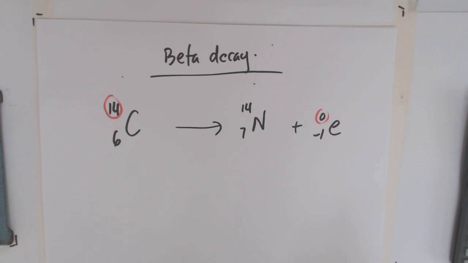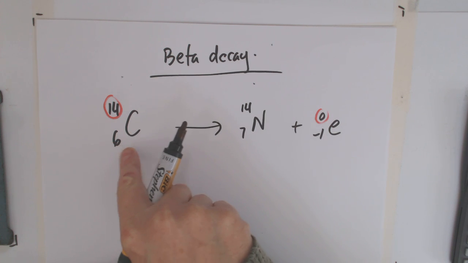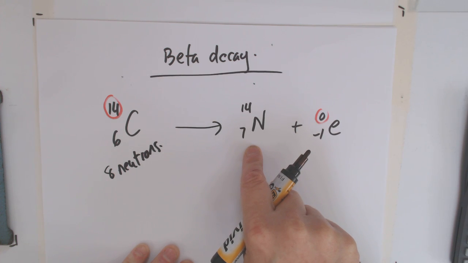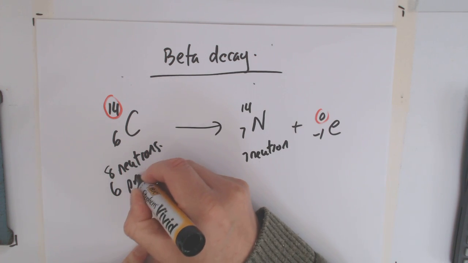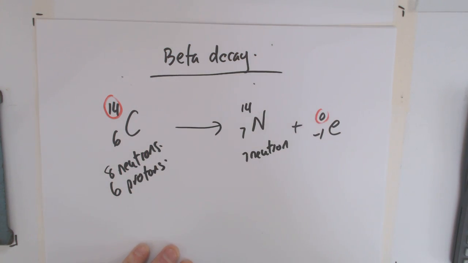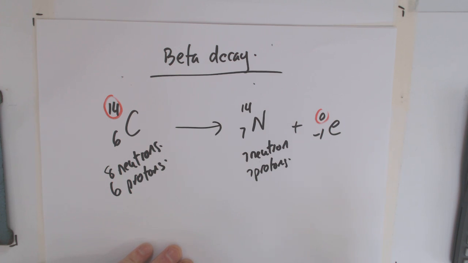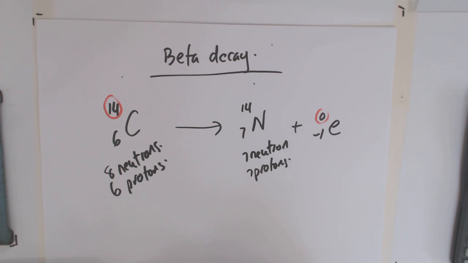So what's happened here is this one has got 8 neutrons, and this one has got 7 neutrons. But this one has got 6 protons, and this one has got 7 protons. So a neutron has changed into a proton and released a beta particle, telling us that a neutron must actually be a proton and an electron together. Alright, and it's released this beta particle. I'll talk a bit more about those beta particles.